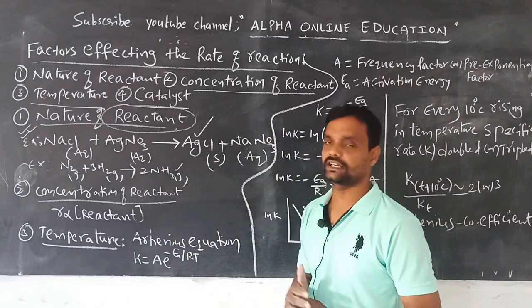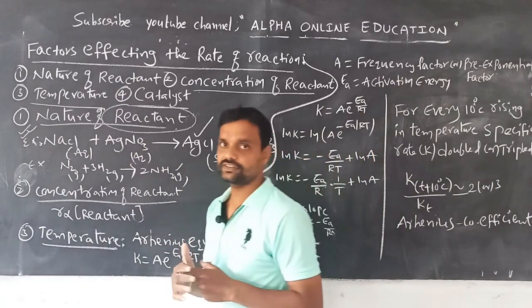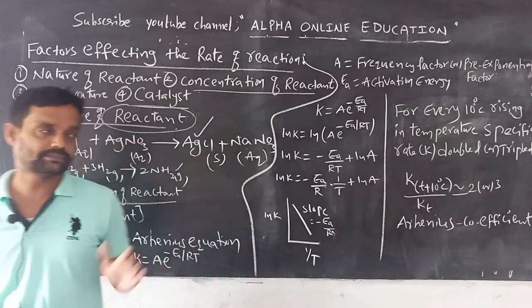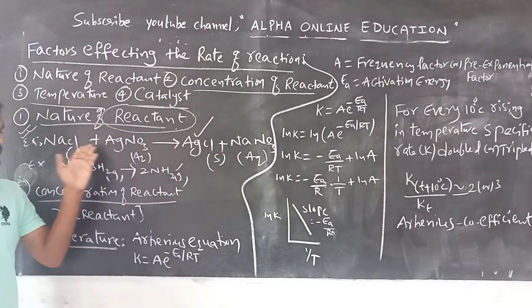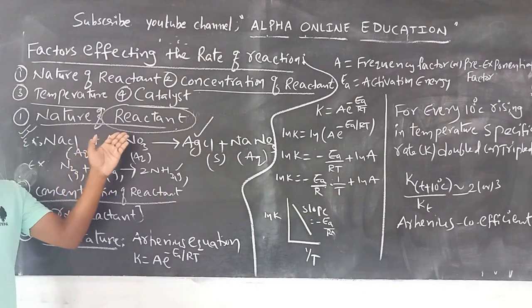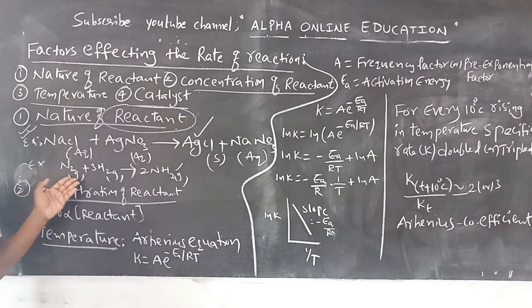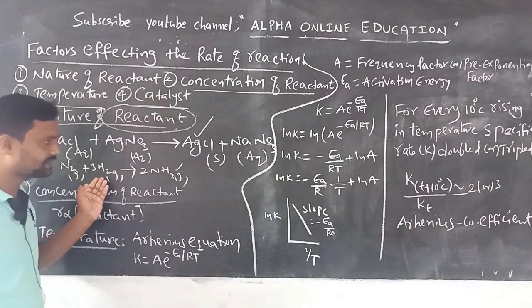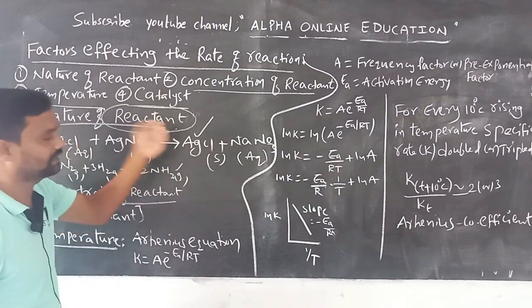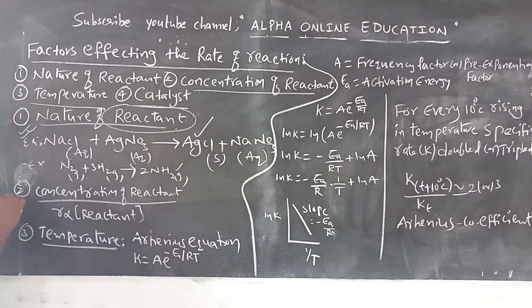So this is the first factor, nature of reactant. What is the first factor? Simple. When we observe the reaction, if the ionic nature of reactants is present, its rate of reaction will increase. When the covalent nature of the reactants is present, its rate of reaction will be less compared with the former. So this is the first factor.